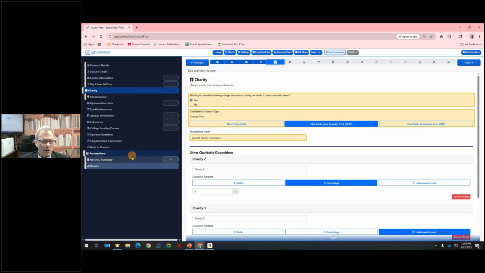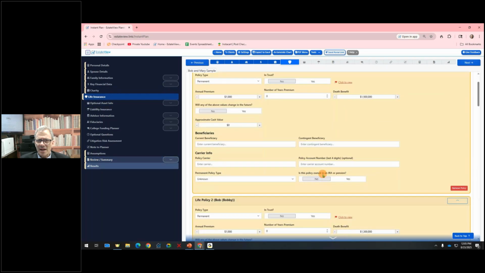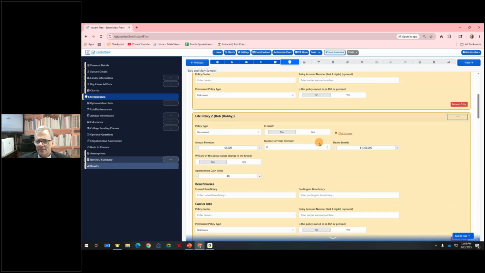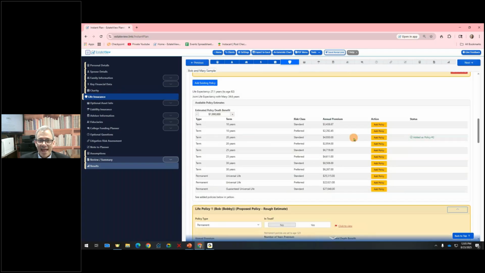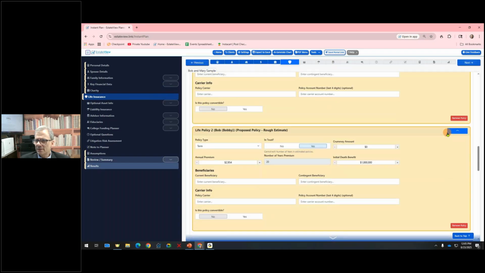And now I'm going to go to life insurance. He's got a $1.5 million life insurance policy. It is not in an ILIT. Then he's got another $1.3 million policy, not in an ILIT. If we wanted to add a policy, this gives him the rates per million of different kinds of policies, and I would just be able to click on add policy, and then the policy would be added below, but I don't need to add a policy. I can remove that.